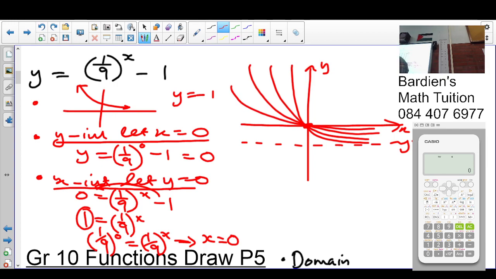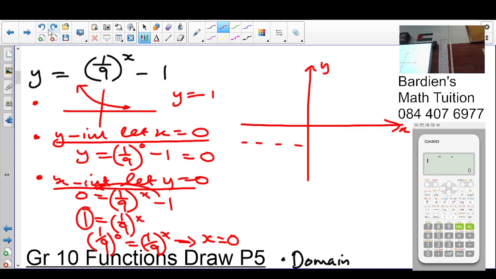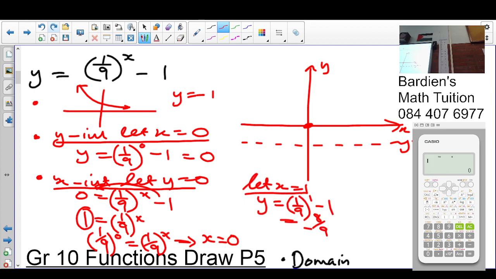Okay, so to give a better shape of this graph, we choose a value for which x can be equal to. So what do we choose? We say let x equal 1. So if x is equal to 1, we get y is equal to 1 over 9 raised to the 1 minus 1, which is -8 over 9. So it's that point there, 1 and -8 over 9. The graph comes through like that.